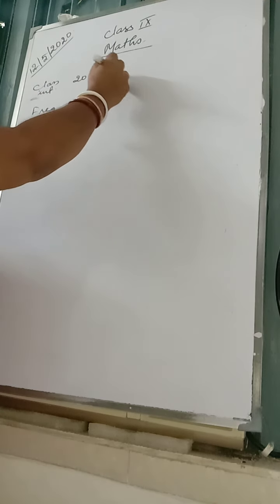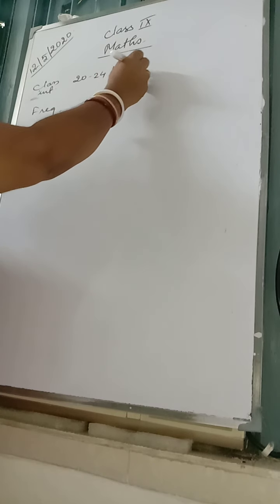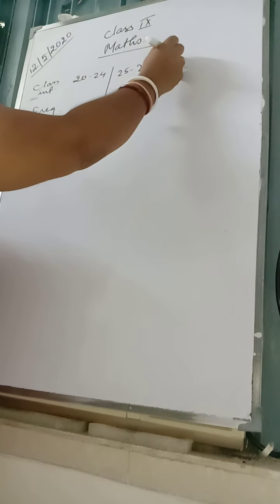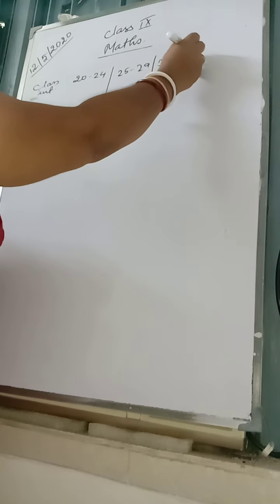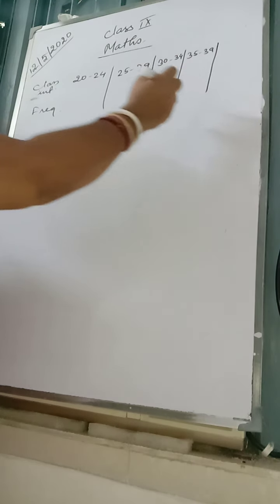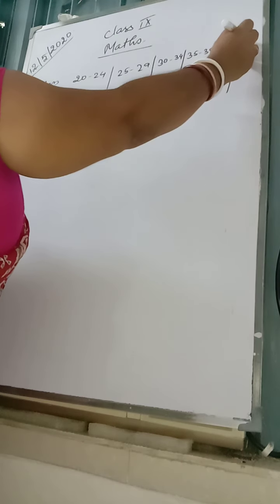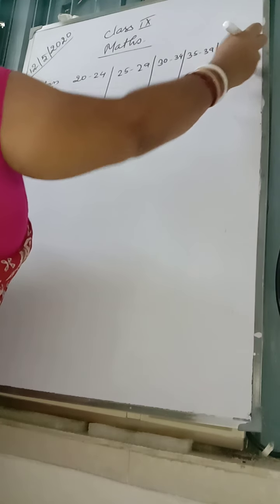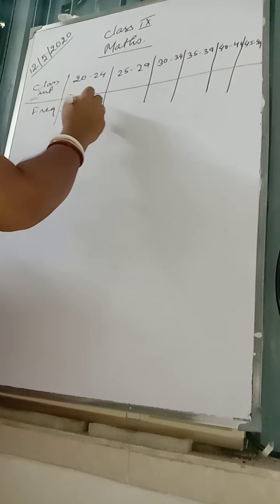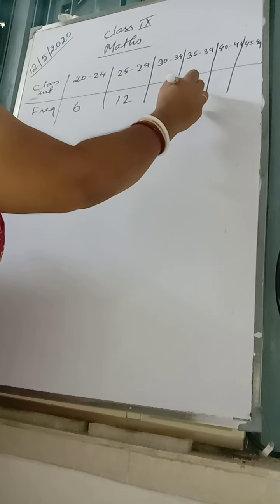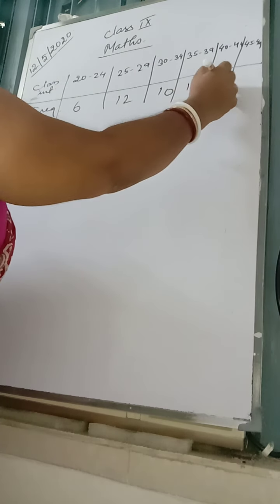This is given: 20 to 24, 25 to 29, 30 to 34, 35 to 39, 40 to 44 and 45 to 49. Clear? Now we have frequencies 6, 12, 10, 15, 9 and 2. The first question says the true class limits of the fifth class.